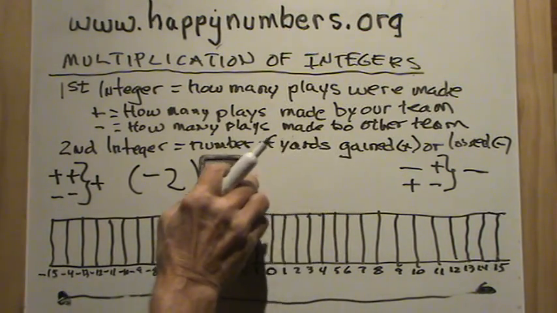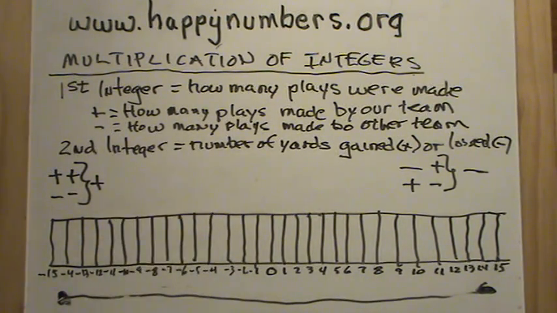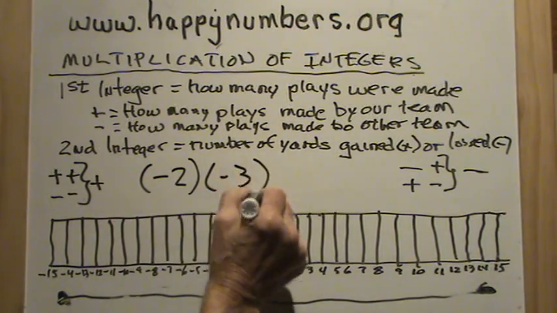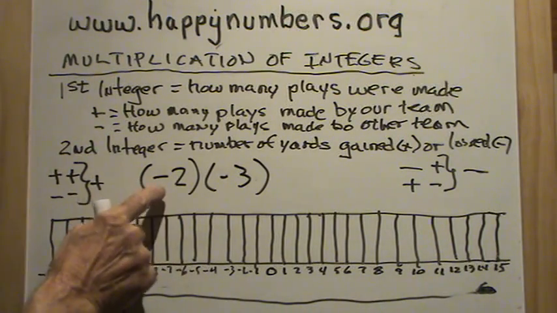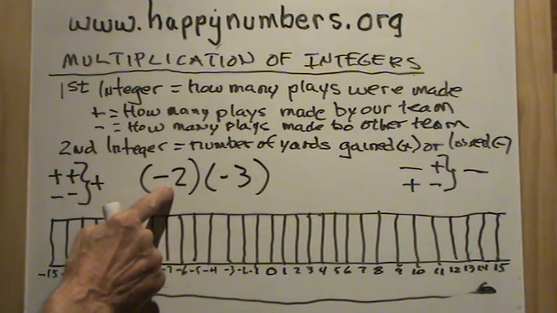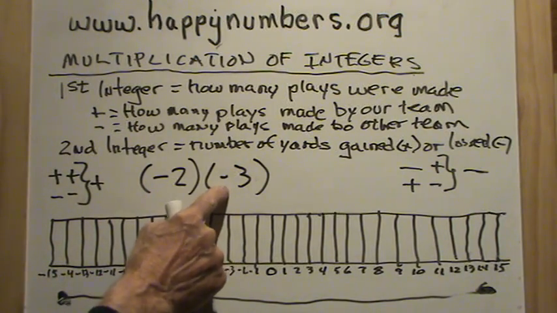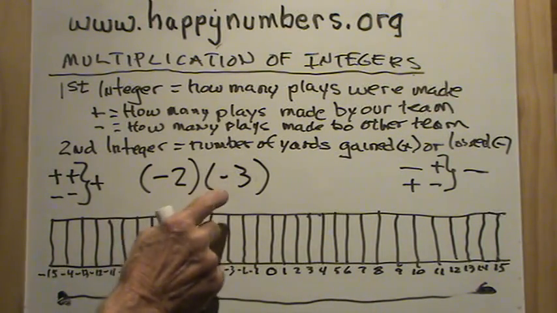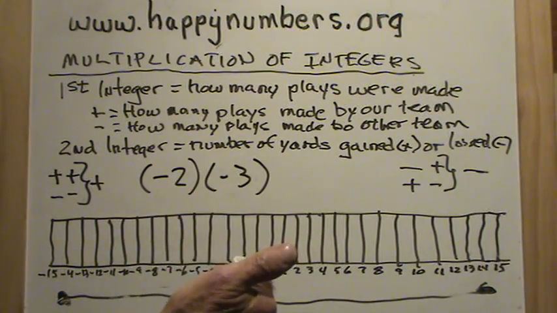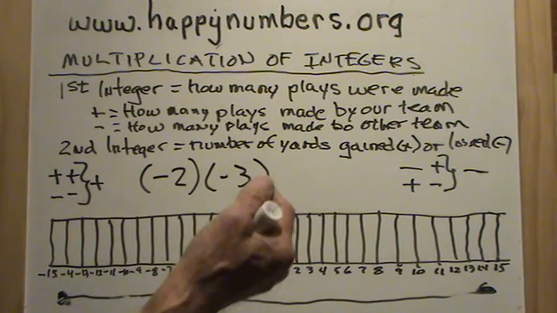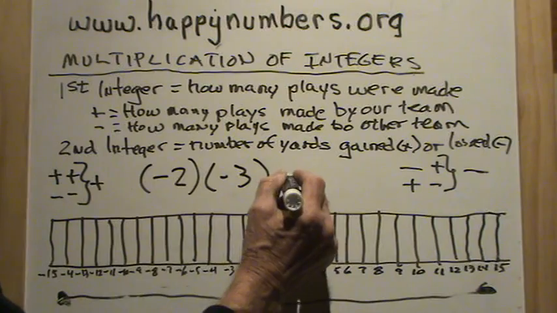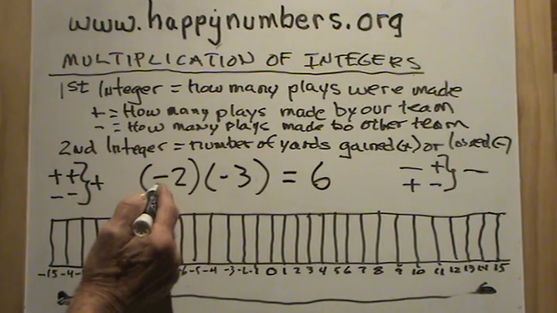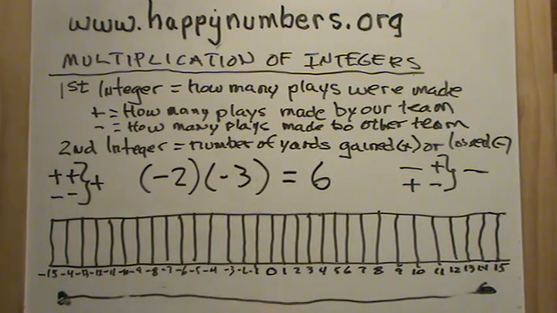And then the last example. -2 times -3 means, the -2 means that the negative means it's the other team. So the other team did 2 plays. And on each play, they lost, because it's negative, 3 yards. So they lost a total of 6 yards. The first play, they lost 3 yards. The second play, they lost 3 yards. So they lost 6 yards, but we're thinking in terms of us. So we gained 6 yards because they lost the 6 yards. So negative times a negative is a positive.